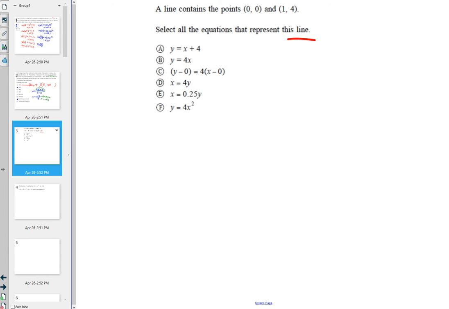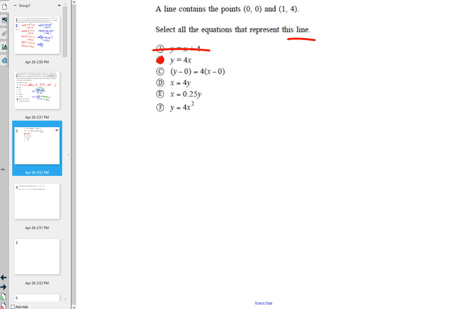In order for this to be true, you have to be able to plug them in and it works for all of them, right? So if I plug in 0, 0, is 0 plus 4 equal to 0? No, so A failed. It can't be A. Is 4 times 0, 0? Yes, it is. Is 4 times 1, 4? Yes, it is. So B works for both of them.